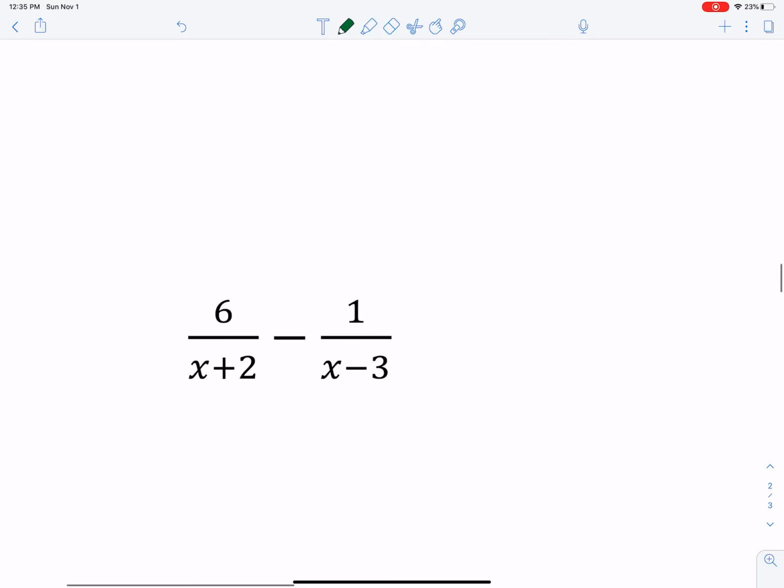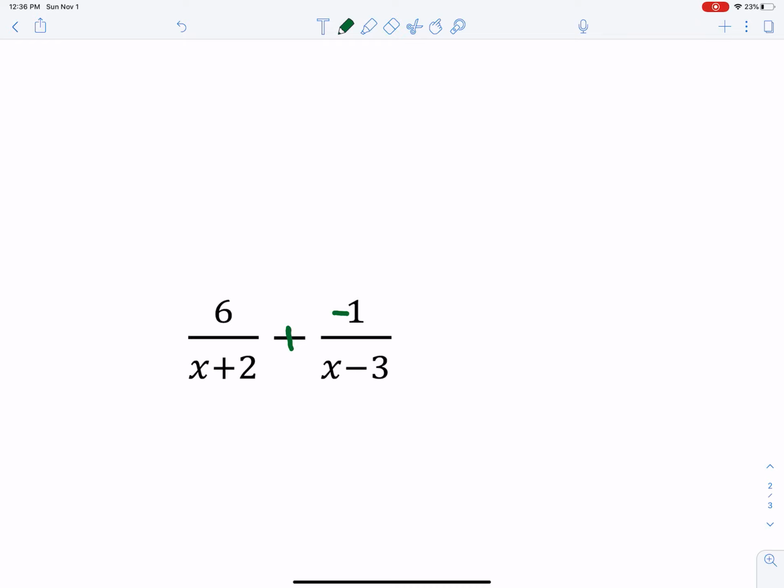Here we have 6 over x minus 2 minus 1 over x minus 3. I'm going to do something here that I found helps me to make far fewer mistakes with negative signs, which is at the very beginning, I'm going to change this from a subtraction problem to an addition problem. When I change that minus to a plus, I need to change the signs on top of the second fraction. By doing that, I've found I make far fewer mistakes with positive and negative signs in the long run.